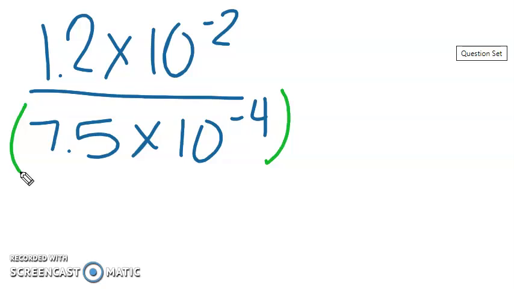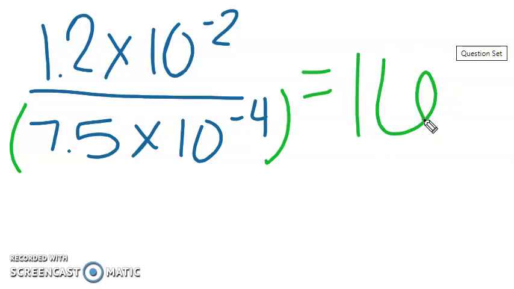So let's see. My answer is, we got 1.2 times 10 to the negative 2 divided by 7.5 times 10 to the negative 4. And my answer is actually 16. Okay, so try it, plug it into the calculator, make sure you can do it.